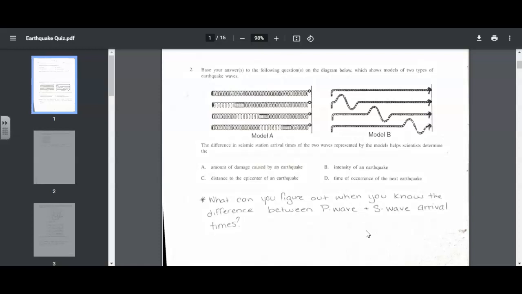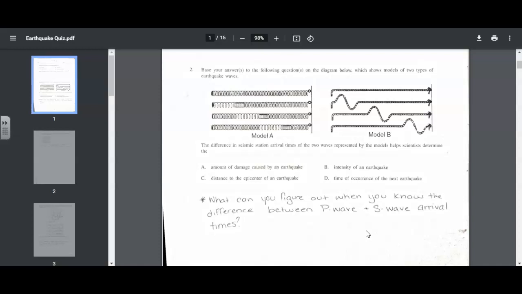Okay, number two. You have this diagram below. It shows models of two different types of earthquake waves. So we know that those are P waves and S waves, right? If you don't know which is which, you're going to have to figure that out. The difference in seismic station arrival times of the two waves represented by the models help scientists determine the what. What can you figure out when you know the difference between P wave and S wave arrival times?